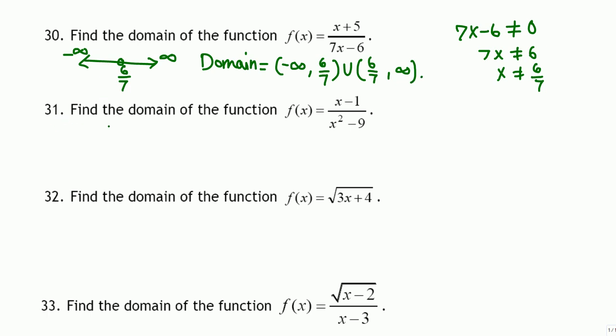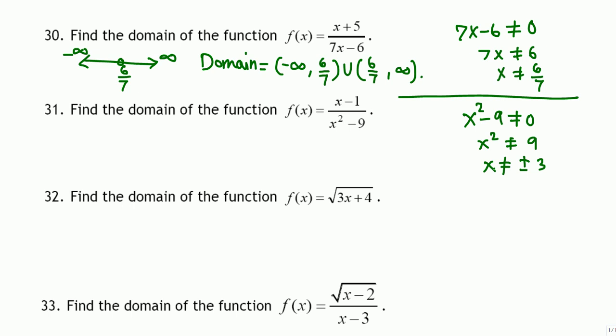Let's move to the next question. Again, same thing. We have no problem on the top. The top is allowed to be 0, but we should not have 0 on the bottom. So x² - 9 should not be equal to 0. Move 9 over, x² not equal to 9. Take the square root of both sides. Then by the square root property we get plus or minus the square root of 9, which is 3. So x should not be equal to plus or minus 3.